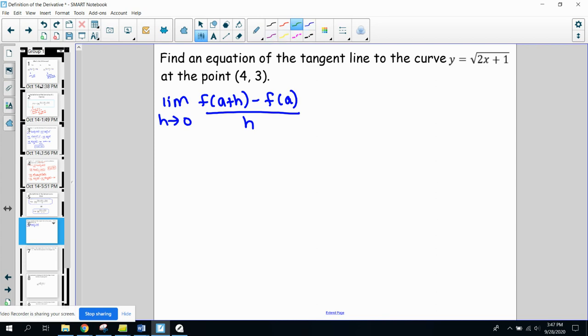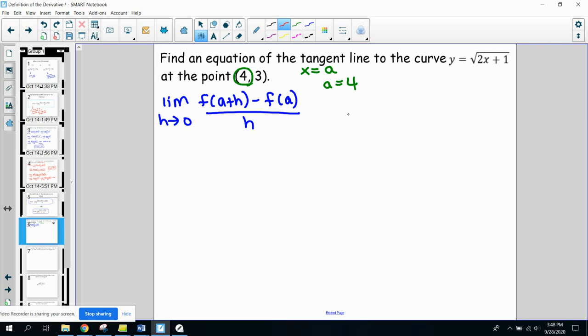So a is a point, a is a number. Whenever we're given something like this where they give us a point, instead of just saying x is equal to whatever, use the x value of the point for a. Here's the x value. x is going to equal whatever a is supposed to be. So in this case, we'll say a is equal to 4. So instead of a plus h, we're using 4 plus h, and instead of a, we're using 4.